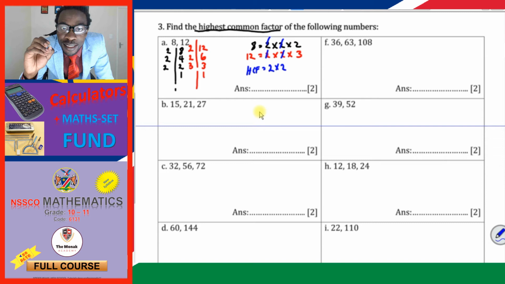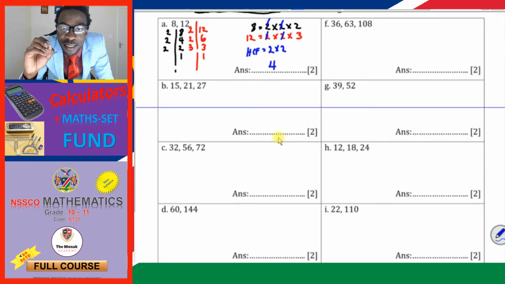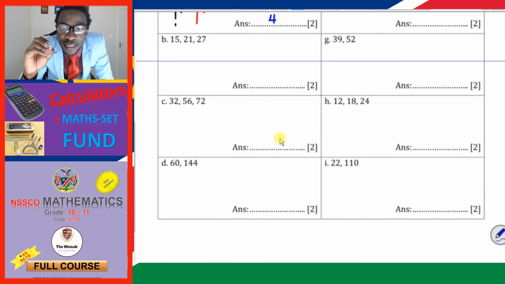Now we have a 2, we don't have another 2, so 2 is no longer common. We have a 3 and we don't have a 3, so our 3 is not common. So in other words, our highest common factor is simply 2 times 2, which is 4. Alright, let's attempt another question using the same method.